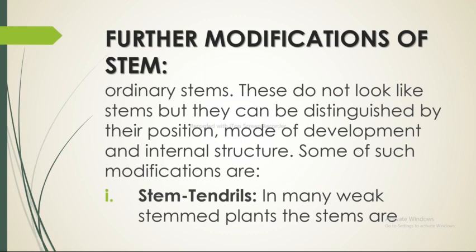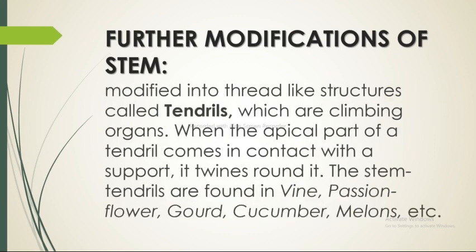So some of such modifications are: the first modification is stem tendrils. In many weak stemmed plants, the stems are modified into thread-like structures which are called tendrils, which are climbing organs. And when the apical part of the tendril comes in contact with the support, it twines round it. The stem tendrils are found in vine, passion flower, gourd, cucumber, and melons, etc.